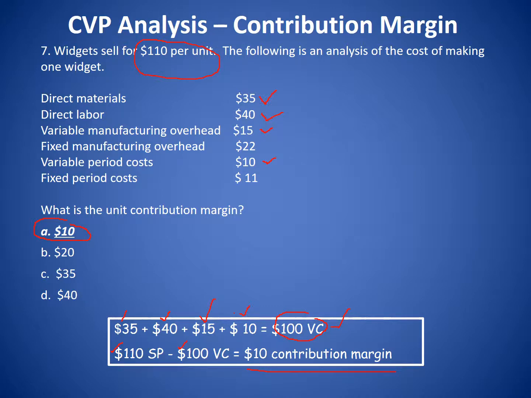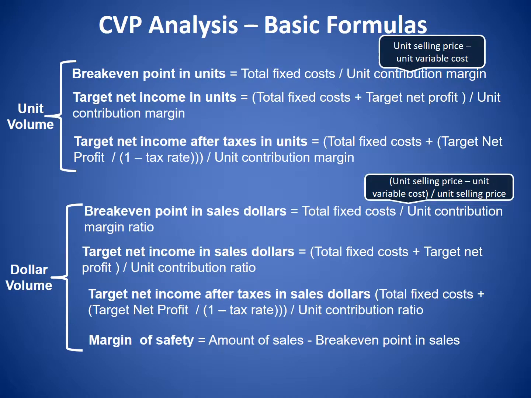Okay, let's go on now and take a look at some cost, volume, profit formulas that you should know. They can be broken down into two major categories. One category being unit volume, where all our solutions are expressed in terms of units of volume. And the other one is dollar volume, where all our solutions are expressed in terms of sales dollars.